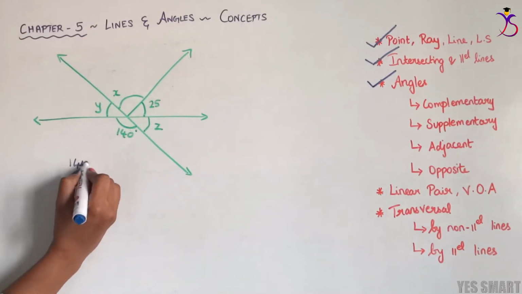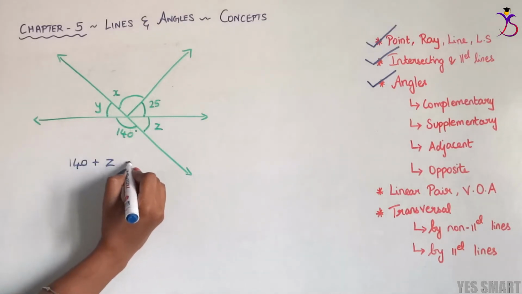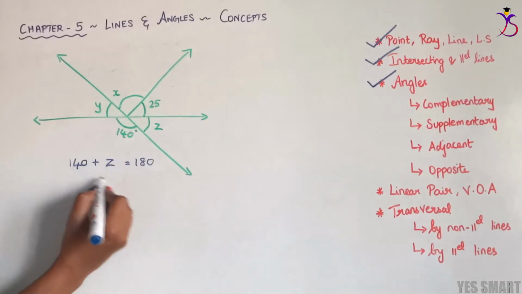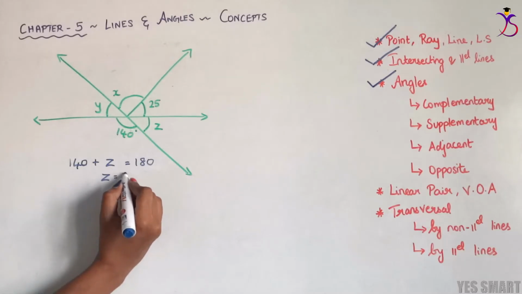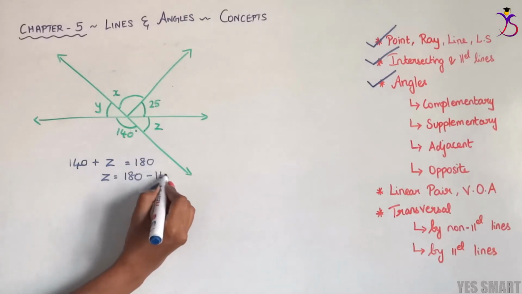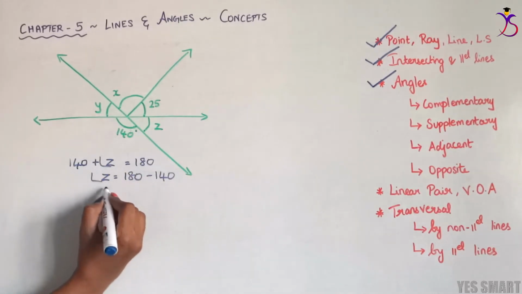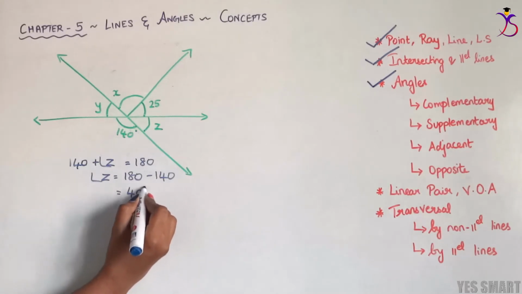That is 140 plus Z gives us 180. The reason is linear pair. When 140 is transposed, Z equals 180 minus 140. Therefore, angle Z equals 40.